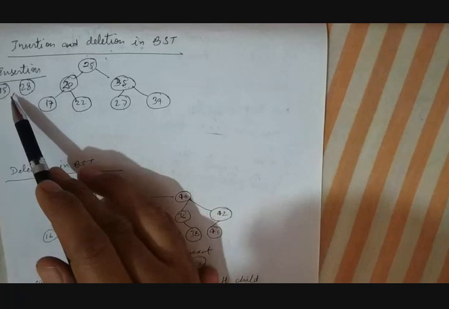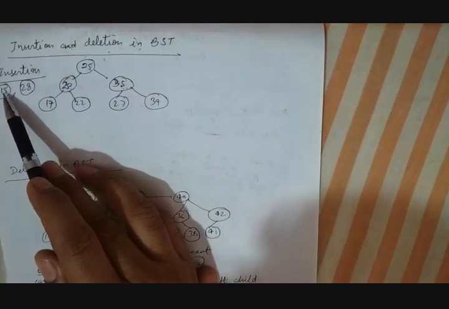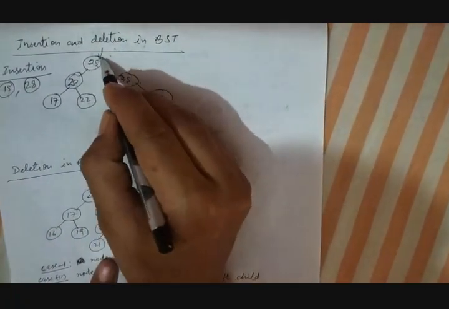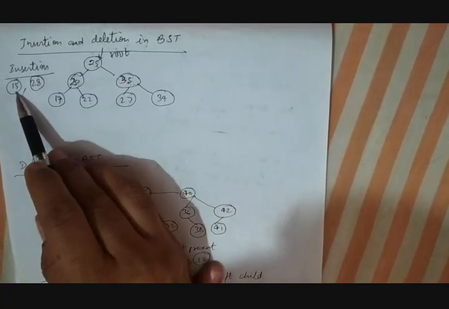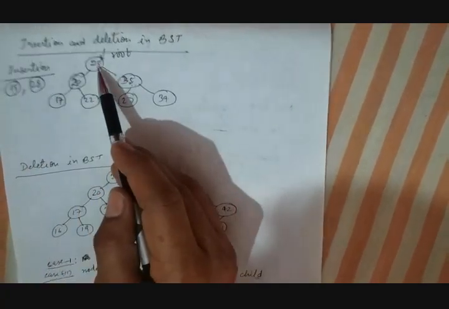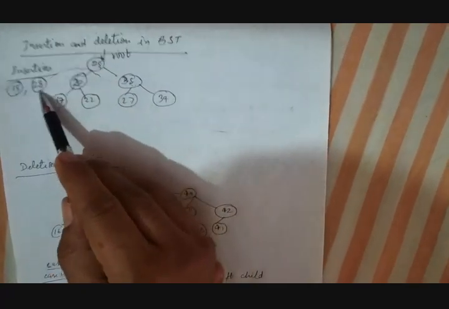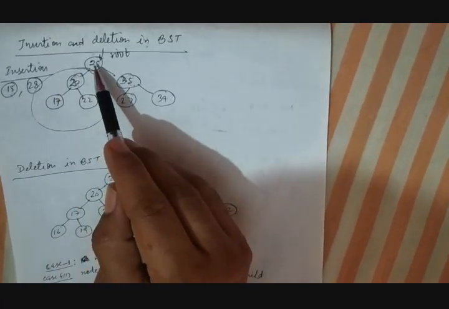So now start. If you want to insert 15 here, you have to compare this key value with the root. You have to start from the root here. So the root value is 25 and you want to insert 15. Definitely 15 is less than 25, so it would be added somewhere in the left subtree over here because it is less than 25.